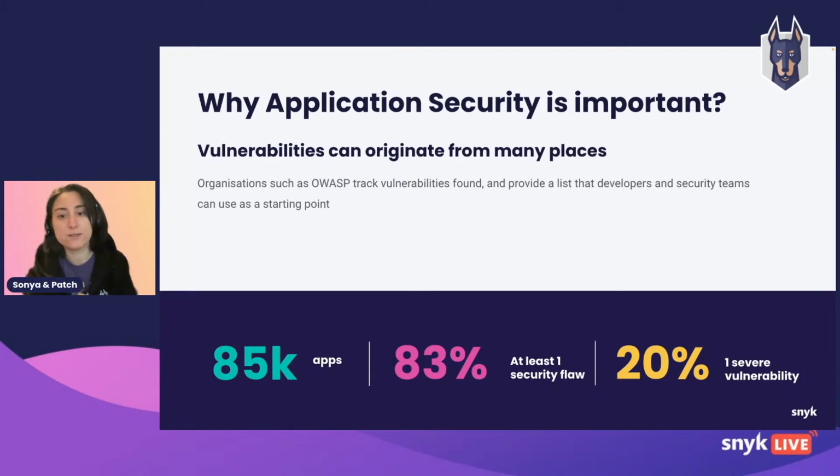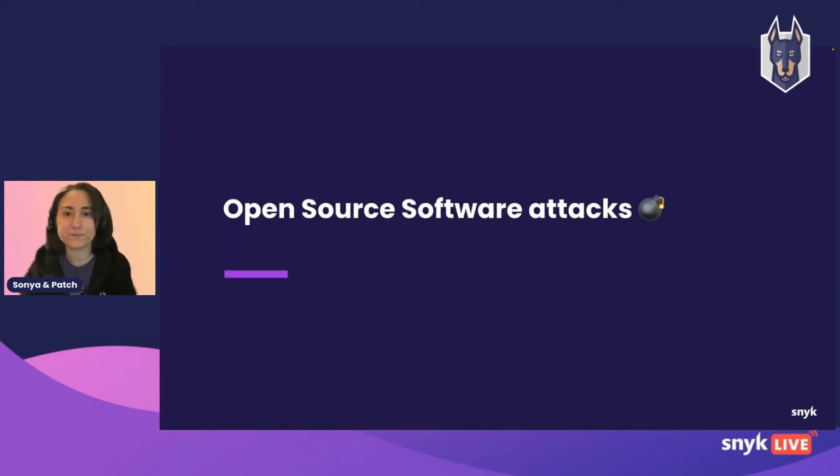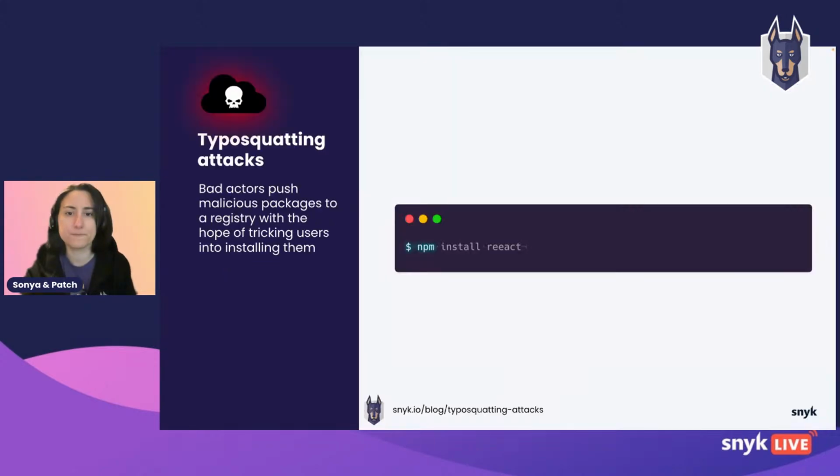We also have organizations such as OWASP, which stands for Open Web Application Security Project, that track vulnerabilities found and provide a list that developers and security teams can use as a starting point for their application security program. The most recent OWASP Top 10 list was released in 2021 and included broken access control, injection attacks, security misconfigurations, and more. So let's have a look at some of the open source software attacks.